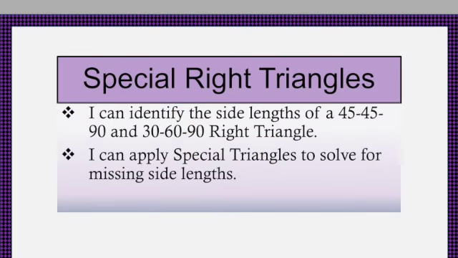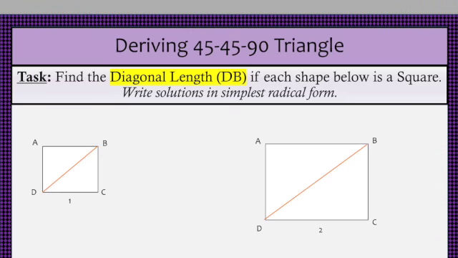So on the second half of this lesson, we're going to focus on something called special right triangles. In this lesson, we're going to be able to identify the side lengths of a 45-45-90 triangle and a 30-60-90 right triangle. And you're going to want to be able to apply those side length measurements to solve for missing side lengths. So the first thing we need to do is derive the side lengths for a 45-45-90 triangle.